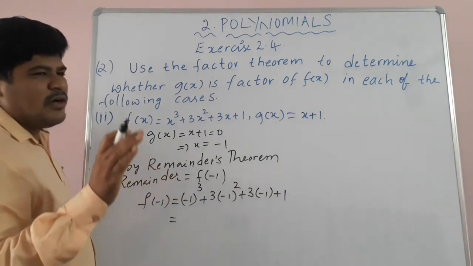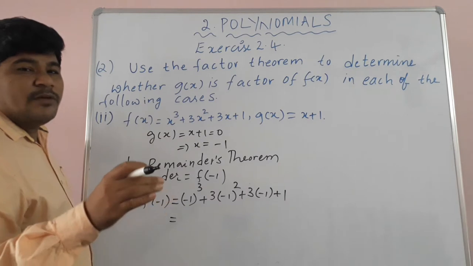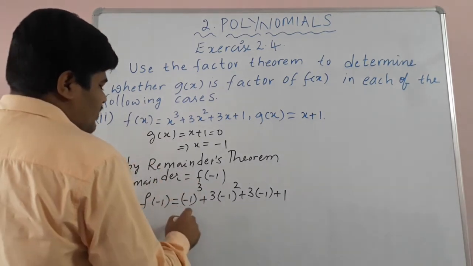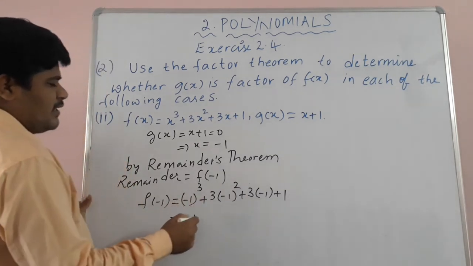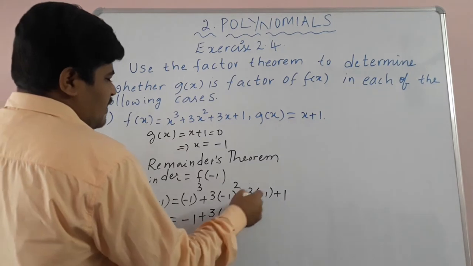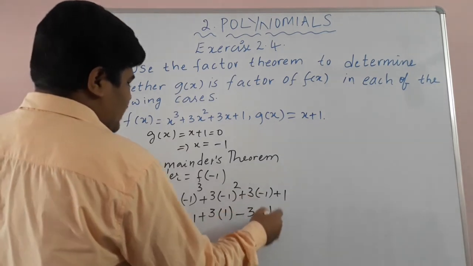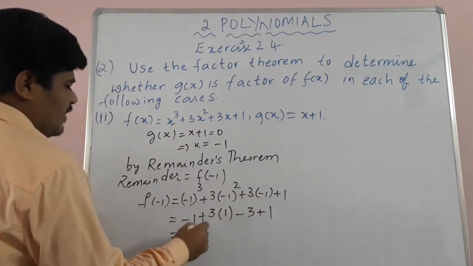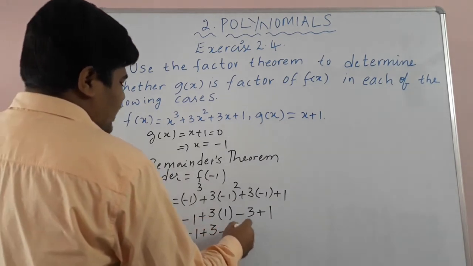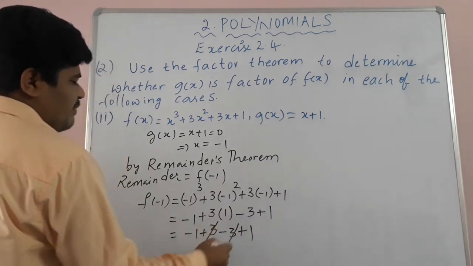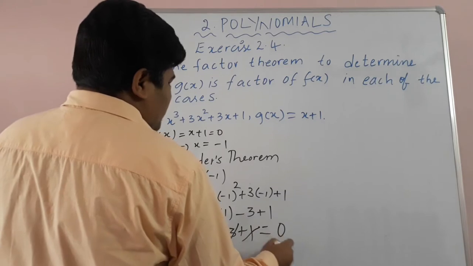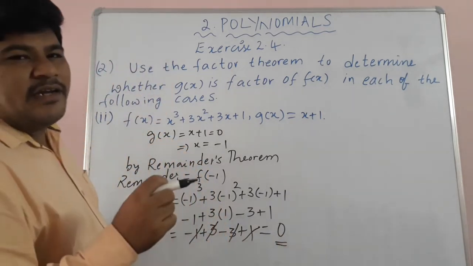Negatives to the power of odd numbers are negative, negatives to the power of even numbers are positive, remember. Minus 1 to the power of 3, 3 is an odd number, so it is negative, and 1 cube is 1, negative 1, plus 3 into negative 1 square is a positive 1, plus 3 into negative 1 is minus 3, and plus 1. So children, what is there? Minus 1 plus 3 ones are 3, minus 3 and plus 1. Plus 3 is there, minus 3 is there, you can cut; minus 1 is there, plus 1 is there, you can cut. So final answer is 0. Means here we got remainder as 0, children.